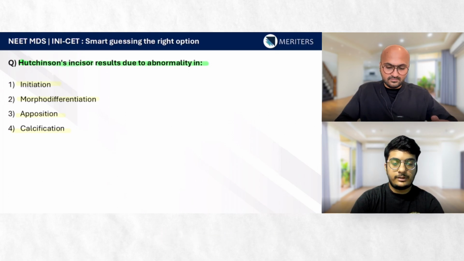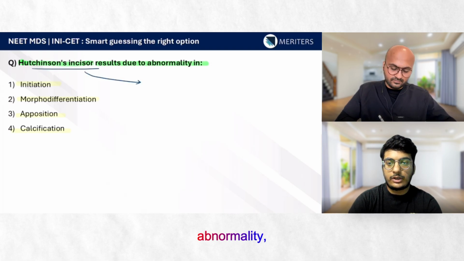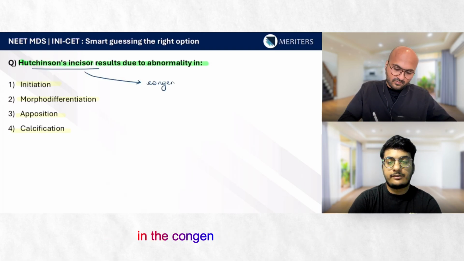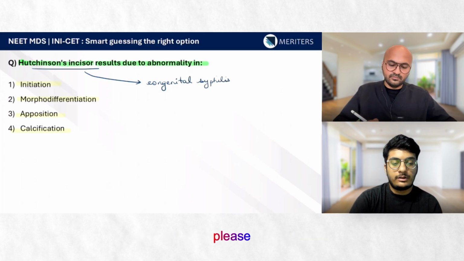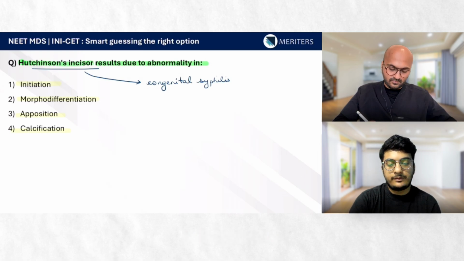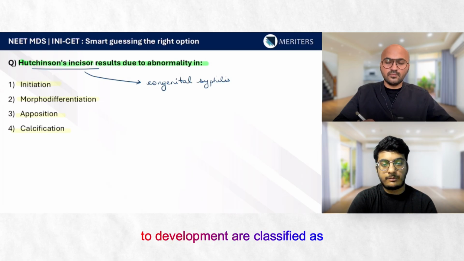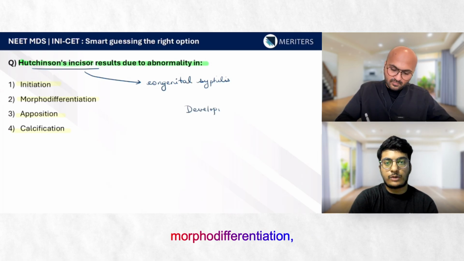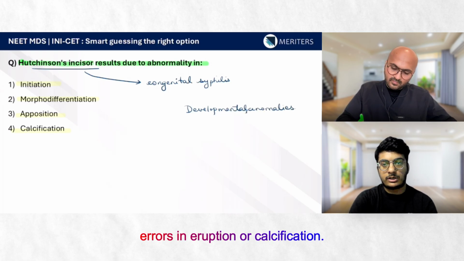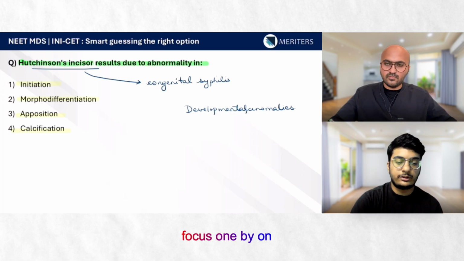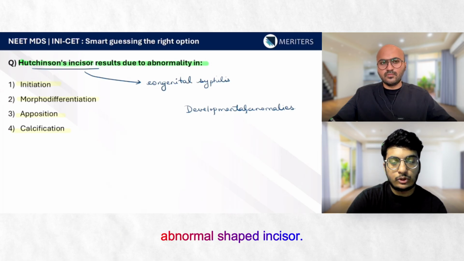So if we see this question, first we need to know what a Hutchinson's incisor is. It is an abnormality, abnormally shaped incisors, seen in the congenital syphilis disease. Now we read the options. The abnormalities which occur in the different stages of tooth development are classified as initiation, morphodifferentiation, histodifferentiation, apposition, eruption, errors in eruption, or calcification. Now let's focus one by one. When we say Hutchinson's incisor, it is an abnormally shaped incisor.